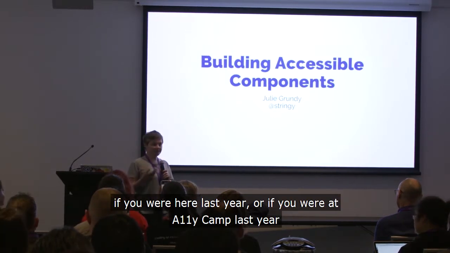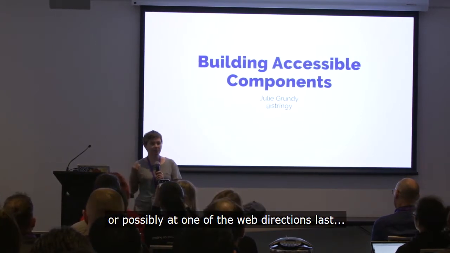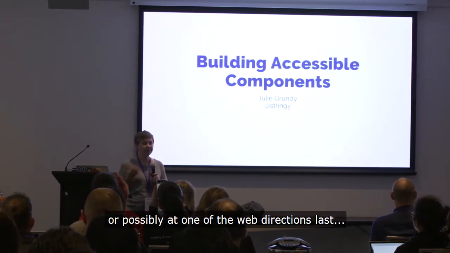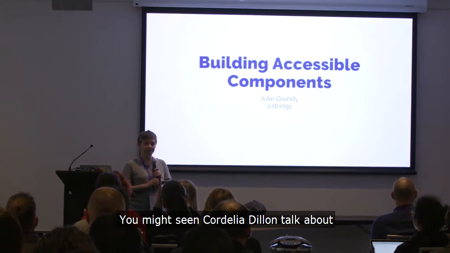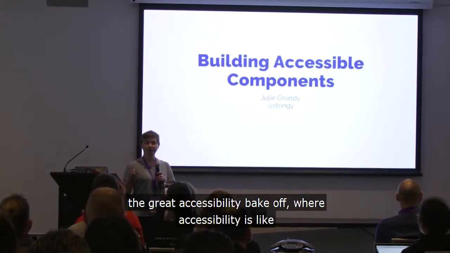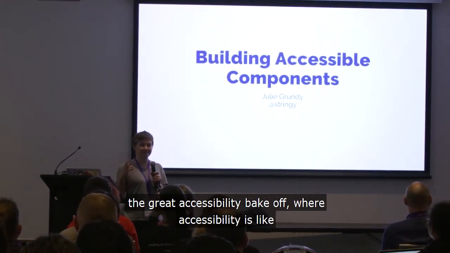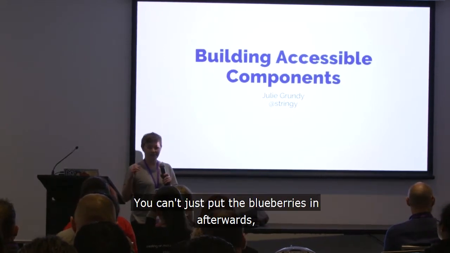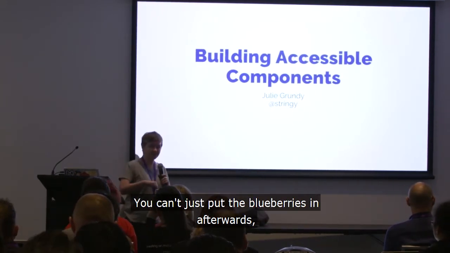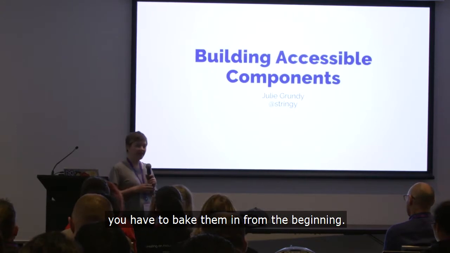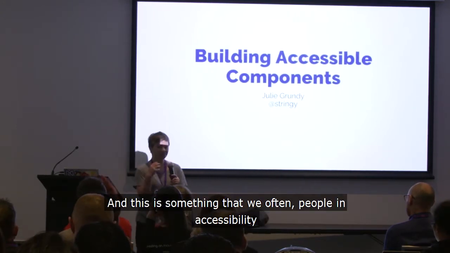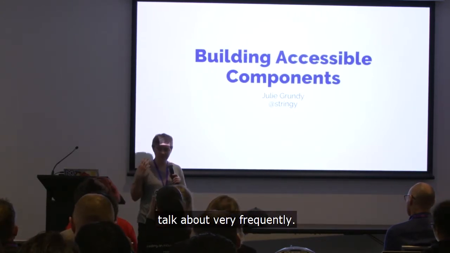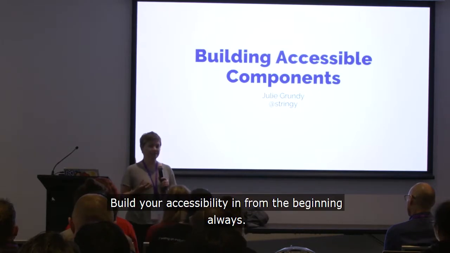If you were here last year, or at AliCamp last year, or possibly at one of the Web Directions last year, you might have seen Cordelia Dillon talk about the Great Accessibility Bake-Off, where accessibility is like a blueberry muffin. You can't just poke the blueberries in afterwards, you have to bake them in from the beginning. And this is something that people in accessibility talk about very frequently. Build your accessibility in from the beginning, always.